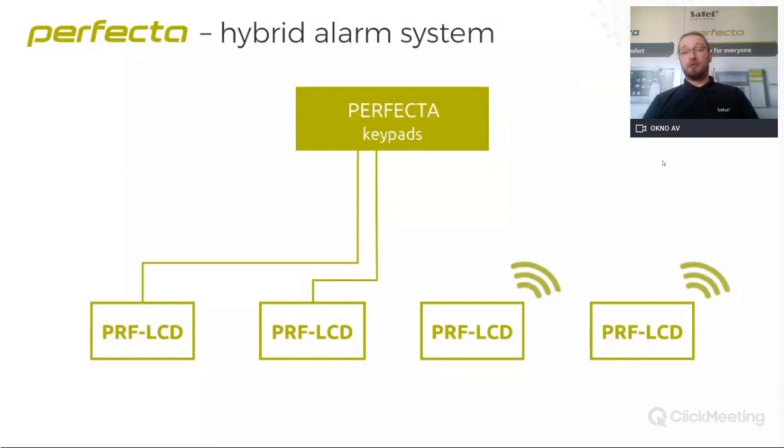Perfecta supports up to 4 keypads, so you can use 4 wired keypads, 4 wireless keypads, or mix them together. So you can use, for example, in this case, 2 wired ones and 2 wireless, and you are ready to go. Of course, wireless you can use only with the Perfecta WRL.